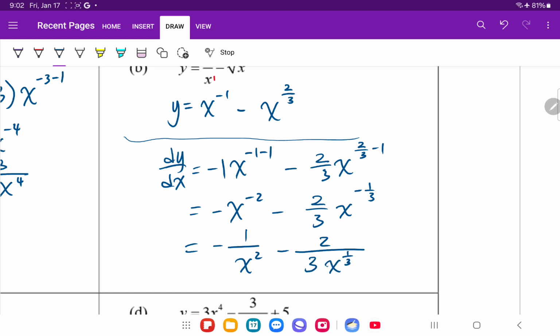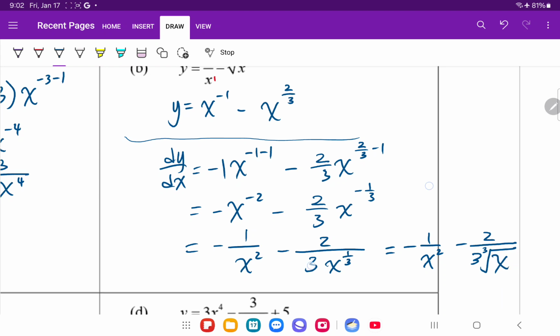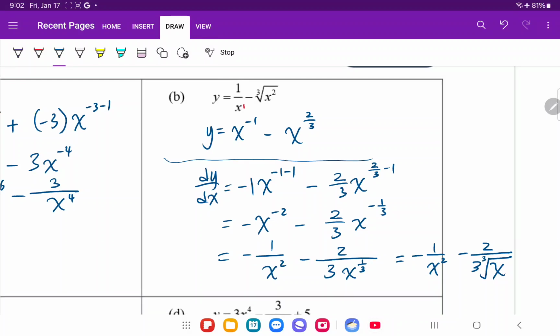But what is x power 1/3? X power 1/3 is the same as cube root of x. That's it. Let's move on.